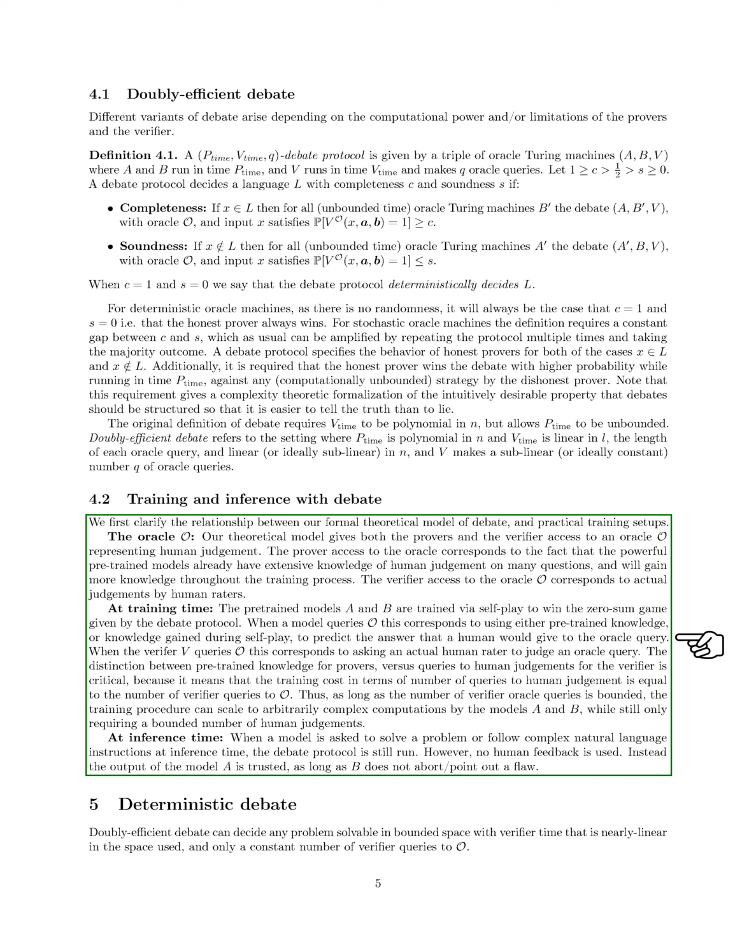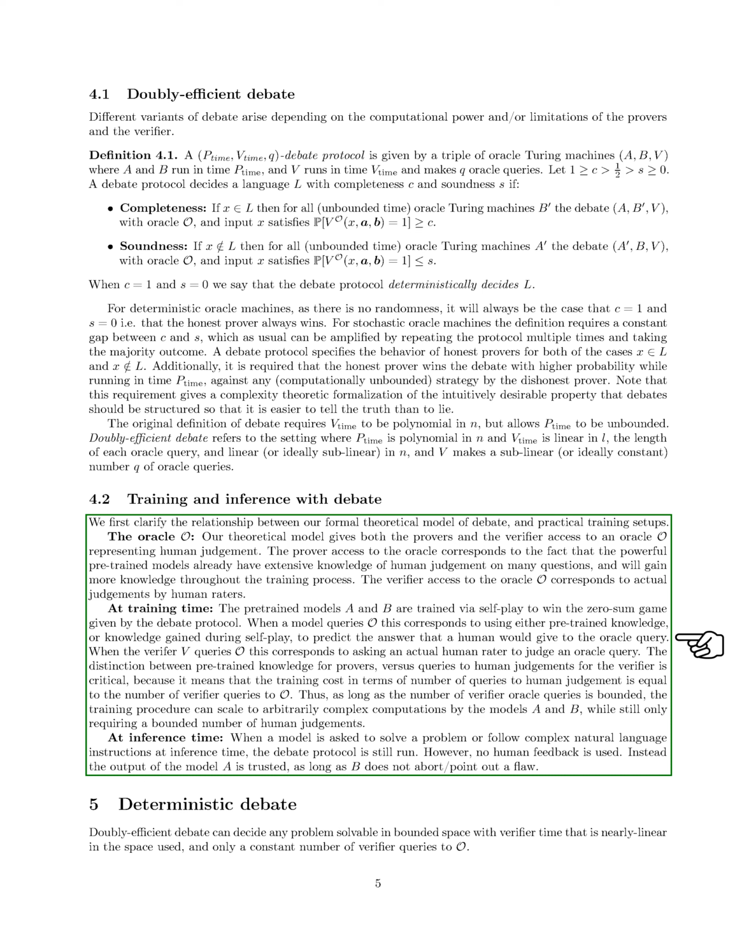During inference, when a model is asked to solve a problem or follow complex natural language instructions, the debate protocol is still run. However, no human feedback is used. Instead, the output of one model is trusted, as long as the other model does not abort or point out a flaw.